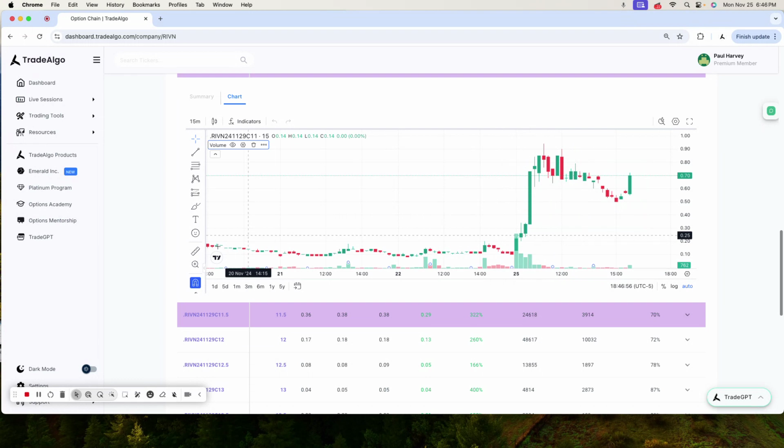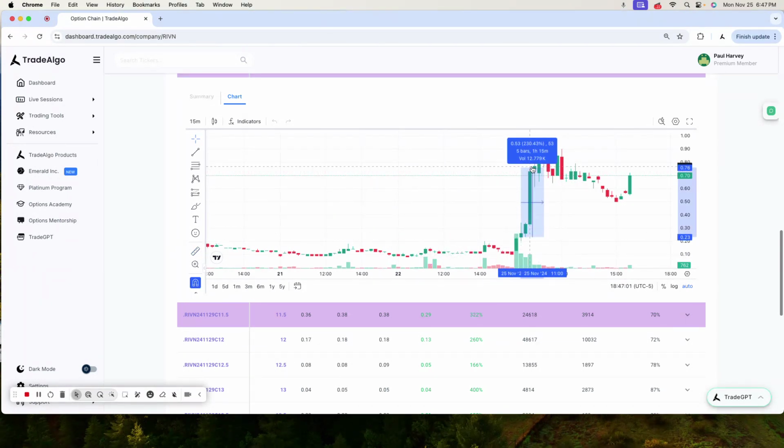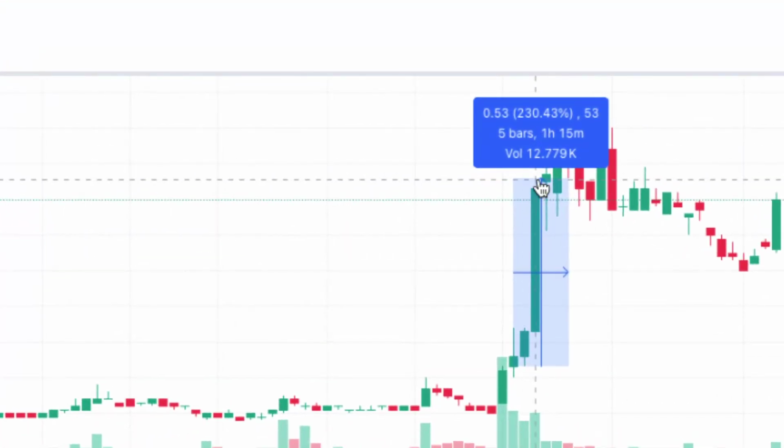Now, even if you would have got in for a portion of the time, right, you would have seen it on TradeAlgo's dashboard and utilized this information even for a shorter amount of time, you still would have caught this phenomenal move. Here, a 230% return is what it's all about.